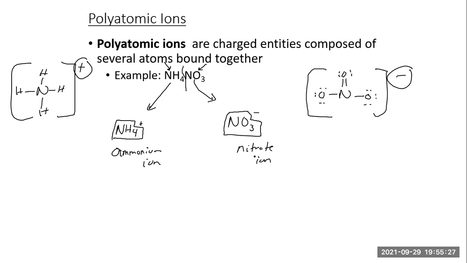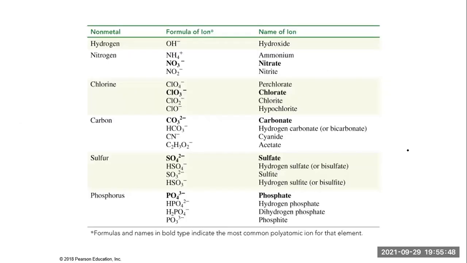And if we were to name this NH4NO3, we simply use the names and put them together. This would be ammonium nitrate. Basically, just put both names together. Now, there is a list of these polyatomic ions. Here's one list. And unfortunately, the best way is you've got to memorize them.